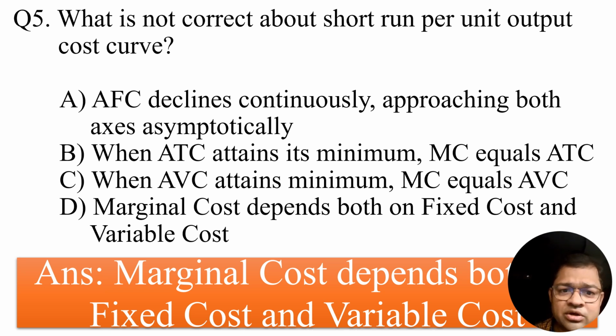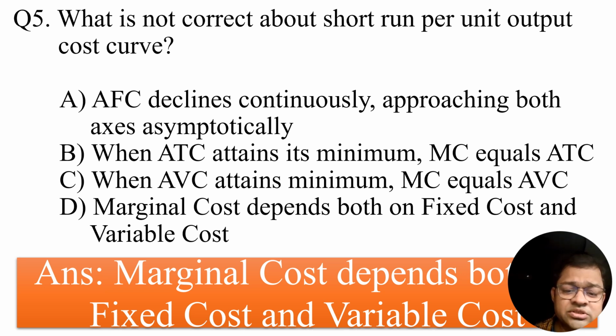When average total cost attains its minimum, marginal cost equals average total cost. It's the correct answer. When average variable cost attains its minimum, marginal cost equals average variable cost. It is also the correct statement.